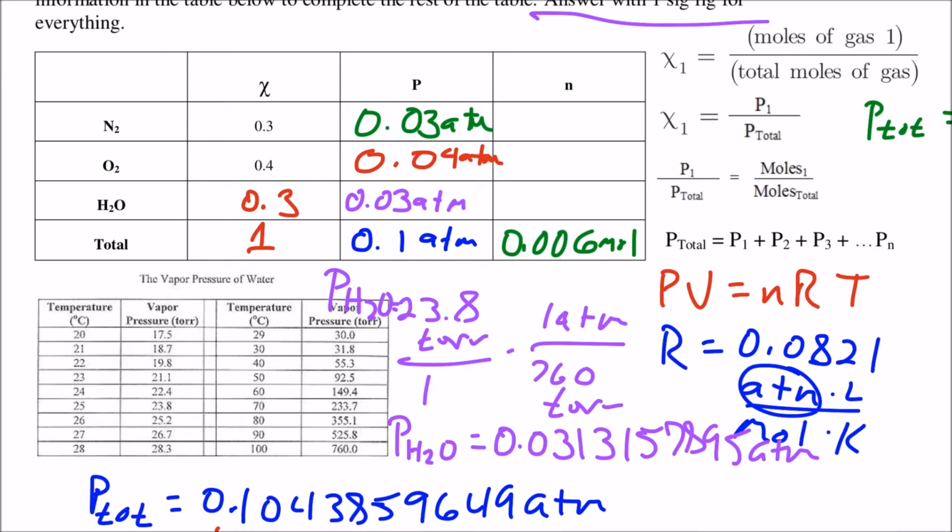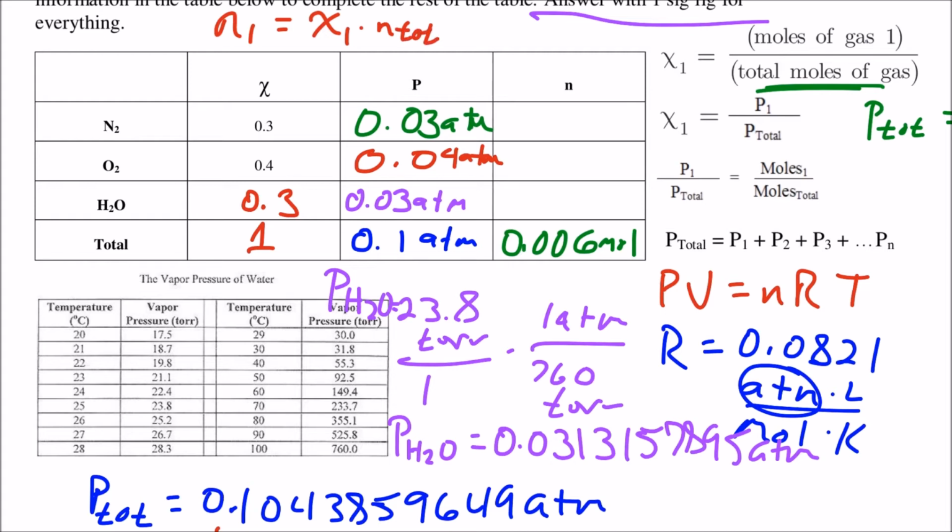Okay, and now we can go through and we can figure out what the individual number of moles are, okay, because we have the mole fraction for each gas and we have the total number of moles, so we can solve for the individual moles, right? And we would do that by multiplying both sides by the total number of moles, okay? So that means that the individual number of moles is going to be equal to the mole fraction times the total number of moles.